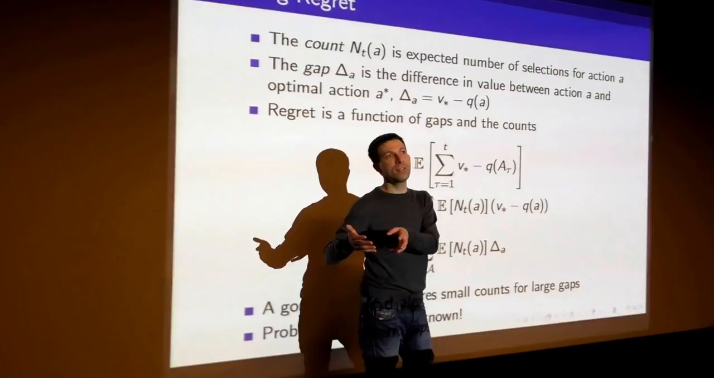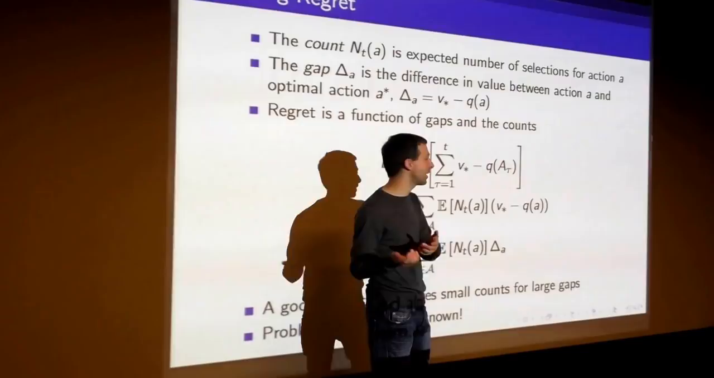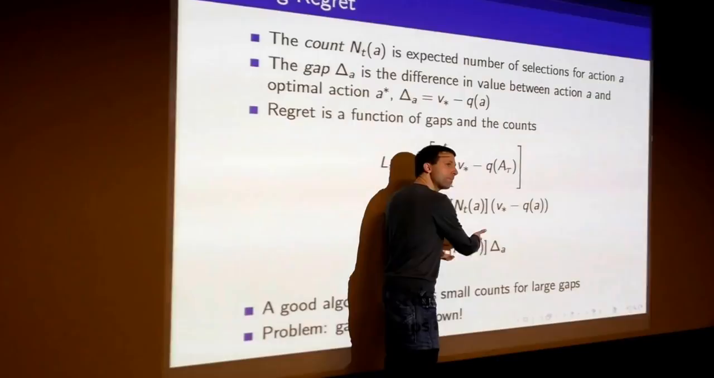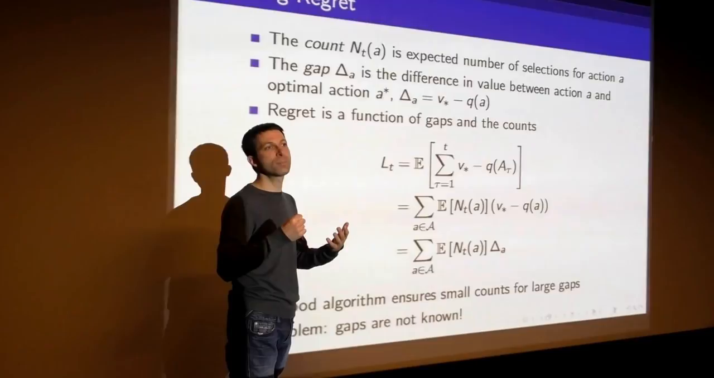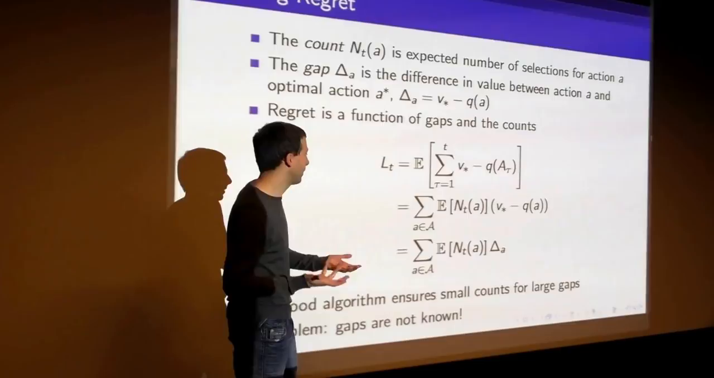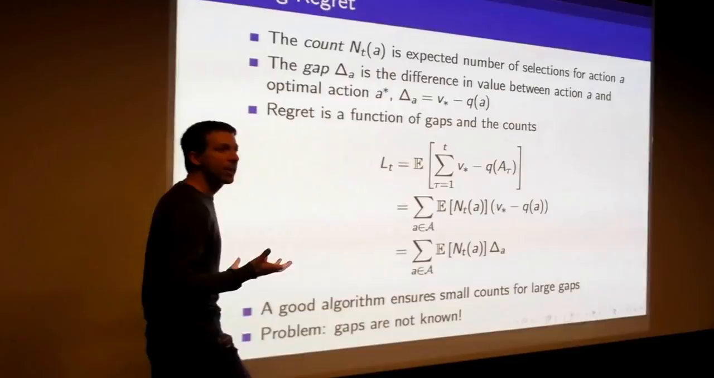Whereas if there's another machine which has a small gap, maybe it pays out 85% instead of 90%, the gap is only 5% now, so you're okay with playing that one more and more. So what you really want to make sure is that you pick the actions which are best as often as possible, and you pick the actions which are worst as infrequently as possible. It's intuitively obvious, but this is just saying it in math. And the problem is that these gaps aren't known. We can count how many times we pick an action, but we don't know the gaps because we don't know B star.